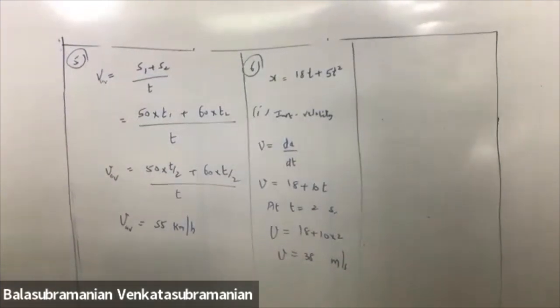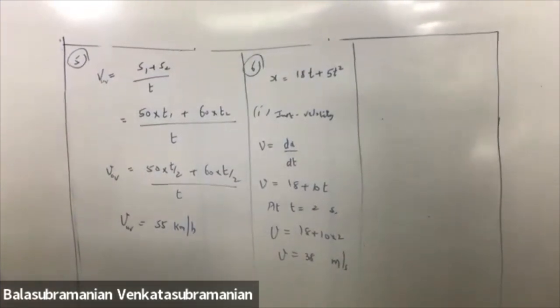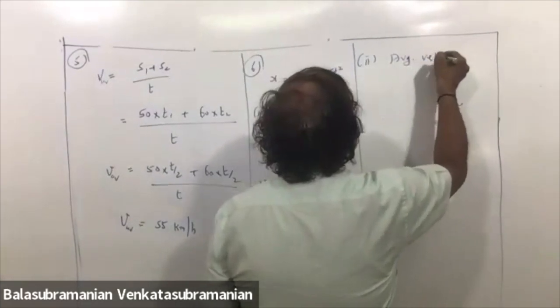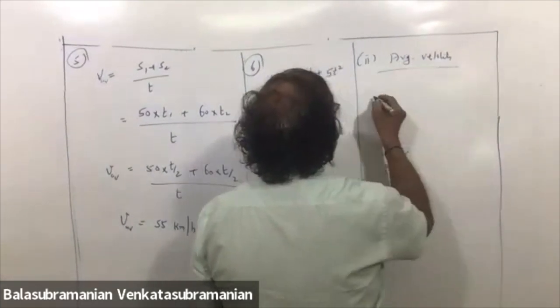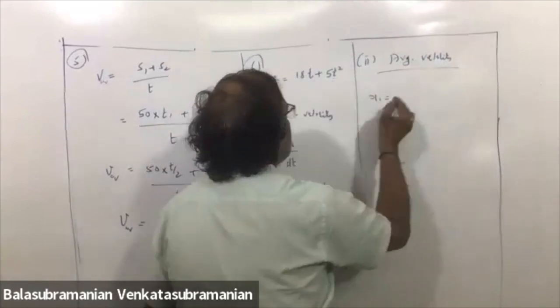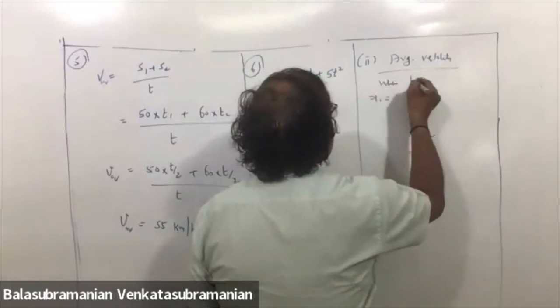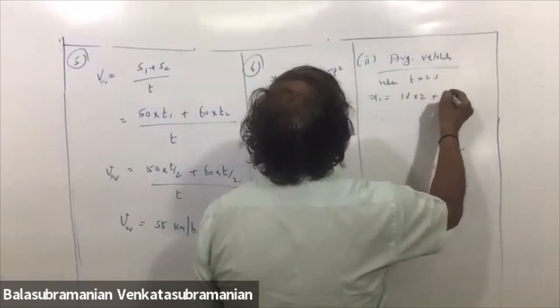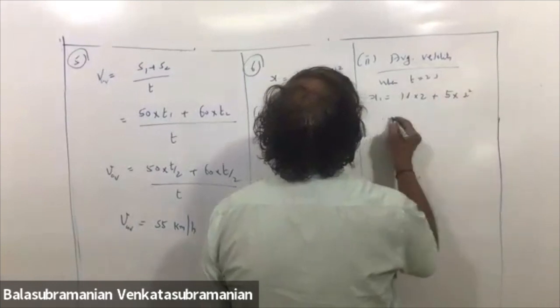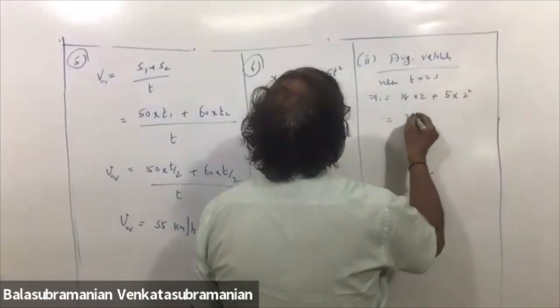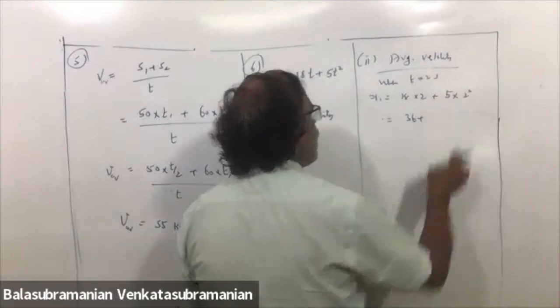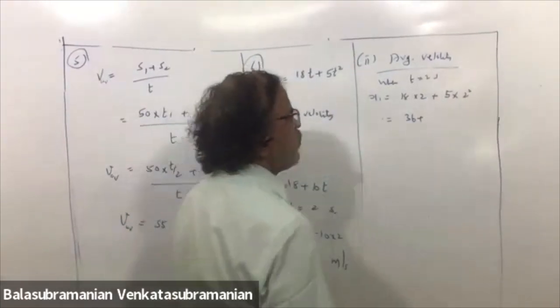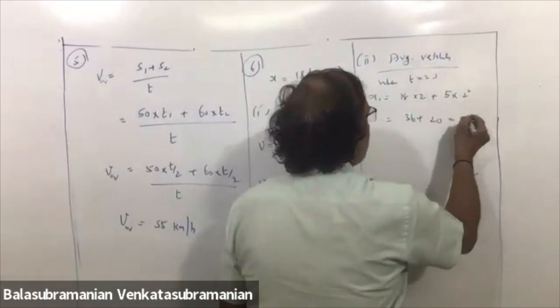Second, average velocity between t is equal to 2 seconds and t is equal to 3 seconds. Average velocity. x1 when t is equal to 2 seconds. 18 into 2 plus 5 into 2 square. 36 plus 5 into 4. 5 into 4 is 20. 56 meters.